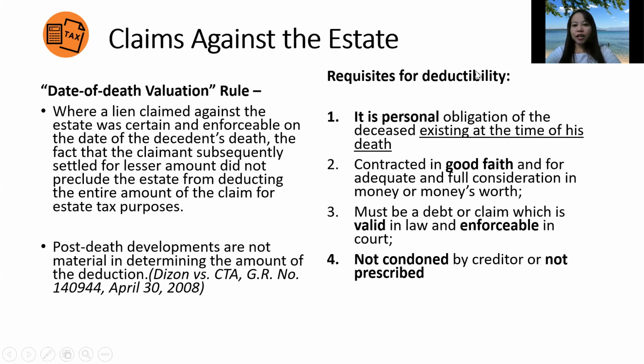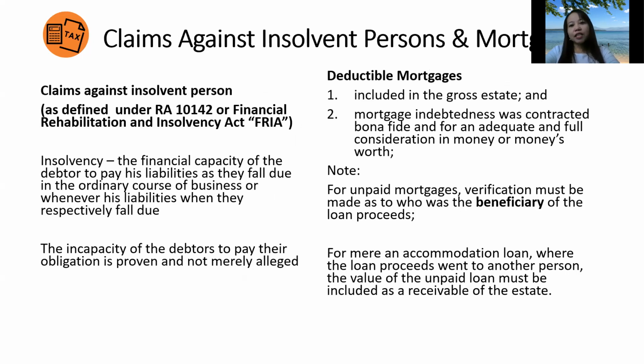The fourth requisite is that the debt must not have been condoned by the creditor, or that the debt is not yet prescribed. Of course, this number four is actually a clarification of number one. If it is not condoned, meaning it's still existing and valid at the time of death, and not prescribed, it still boils down to requisite number one, that it is existing at the time of death. So what about claims against insolvent persons and mortgages?